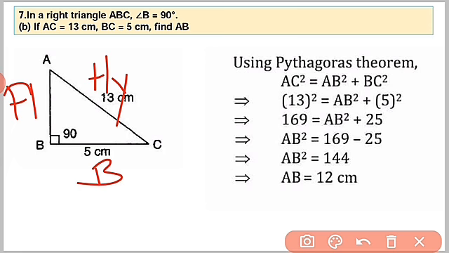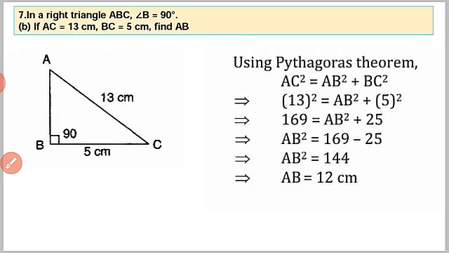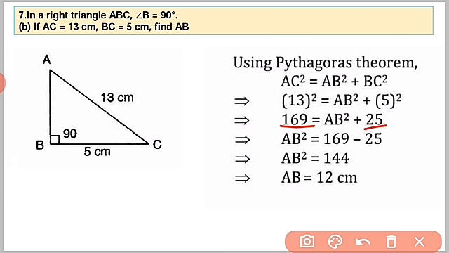Now we know what Pythagoras theorem is. Square of hypotenuse is equal to the sum of the squares of altitude and base. So AC squared is equal to AB squared plus BC squared. For finding this side, we can apply Pythagoras theorem. Now substitute the values. AC is 13, so 13 squared, AB we don't know, and BC is 5 centimeters. So when we square, we get 169 and 25 over here.